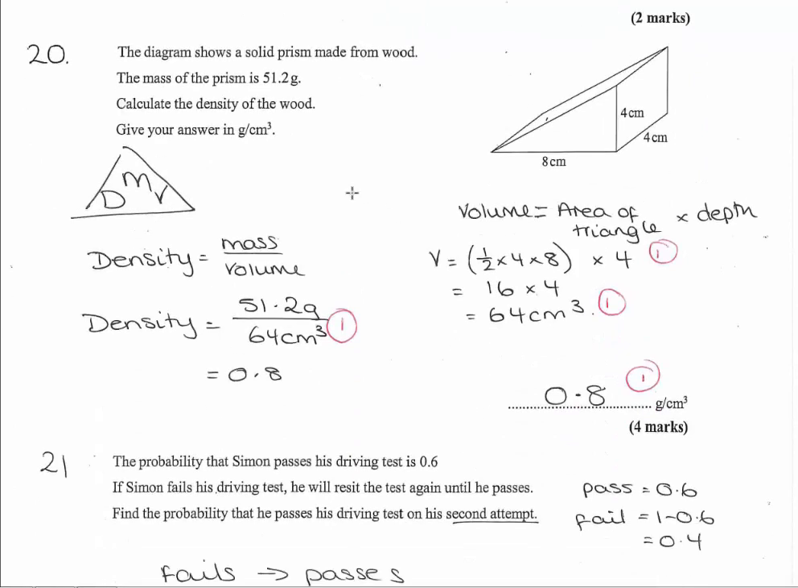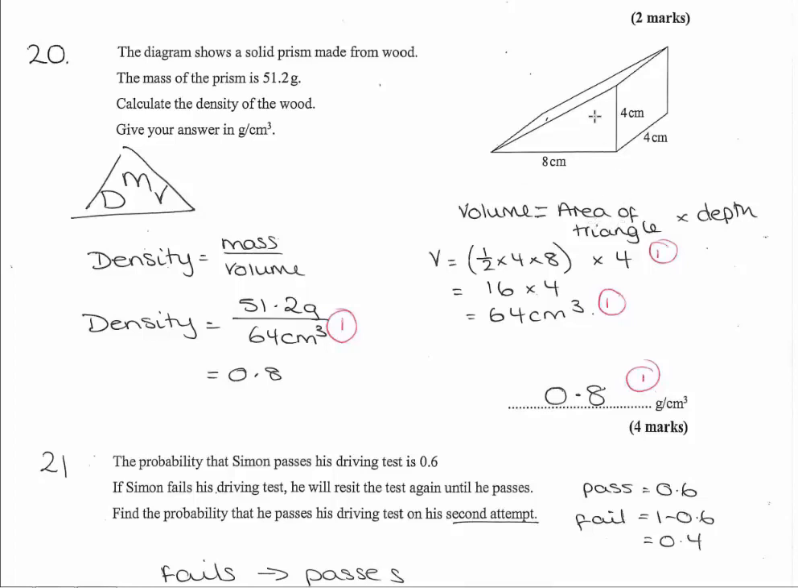Question 20. The diagram shows a solid prism made from wood. The mass of the prism is 51.2 grams. Calculate the density of the wood. Give your answer in grams per cubic centimetre. Right. Well, the first thing you need to do is work out how much wood you've got. You need to work out what the volume is.